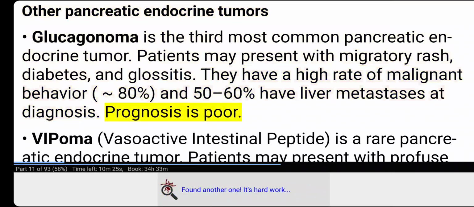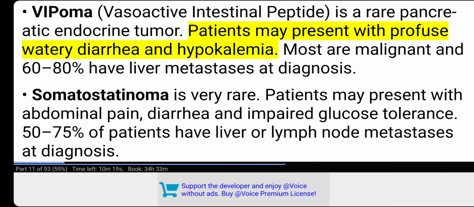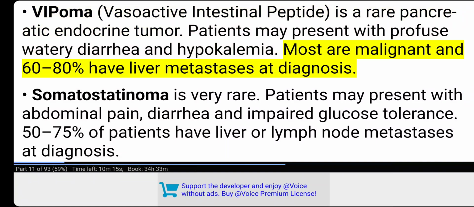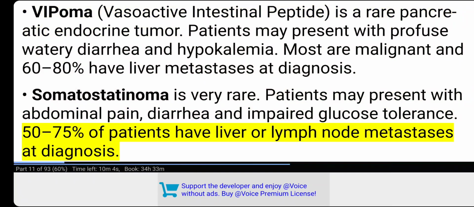Prognosis is poor. VIPoma, vasoactive intestinal peptide tumor, is a rare pancreatic endocrine tumor. Patients may present with profuse watery diarrhea and hypokalemia. Most are malignant and 60 to 80% have liver metastasis at diagnosis. Somatostatinoma is very rare. Patients may present with abdominal pain, diarrhea, and impaired glucose tolerance. 50 to 75% of patients have liver or lymph node metastasis at diagnosis.